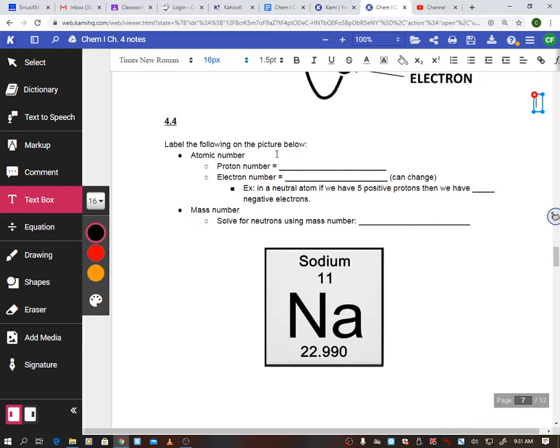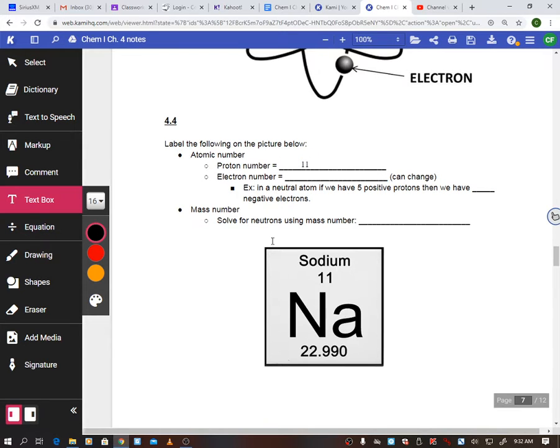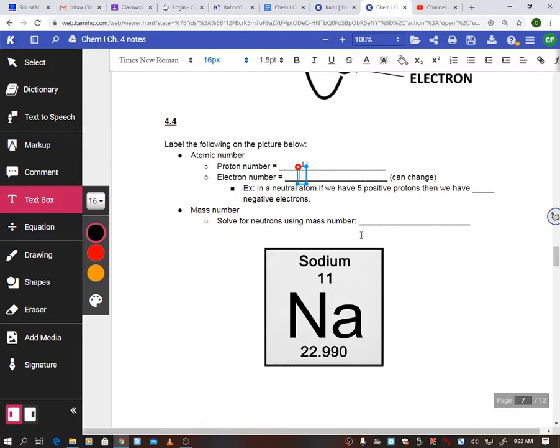It says label the following on the picture below. The atomic number is going to give us the proton number. Here my 11 is my atomic number, so proton number is going to be 11. Then it says electron number equals. Well, we learned yesterday that protons are positive. If this is a neutral atom and I have 11 positives, then I am going to have 11 negatives.